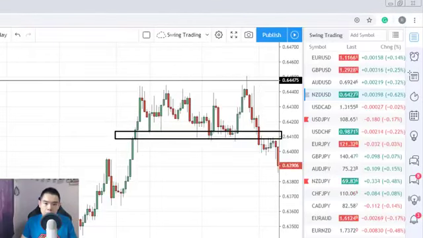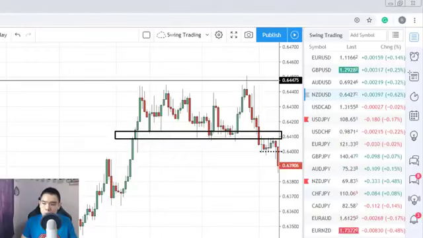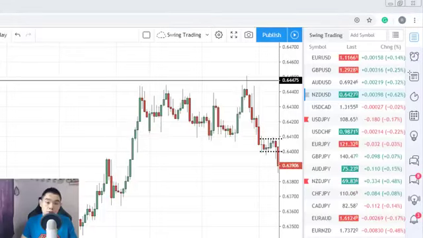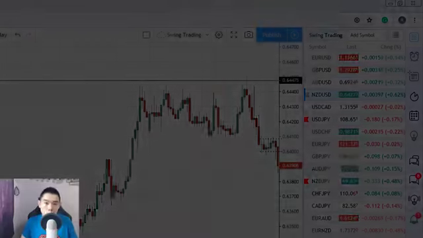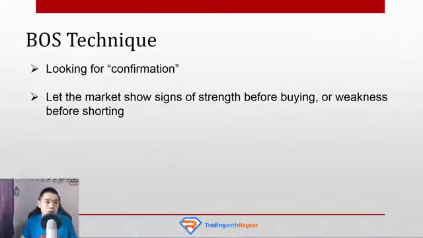Price broke down and formed somewhat of a bear flag looking pattern. And when it breaks below this swing low, now you have a break below this swing low, you have a break of structure. You have a lower low and lower high. So this tells you that there's a good chance the market could continue lower from there. And this is how you use the break of structure technique, to let the market show signs of strength or weakness before you enter a trade.